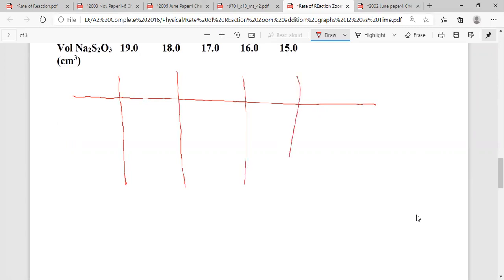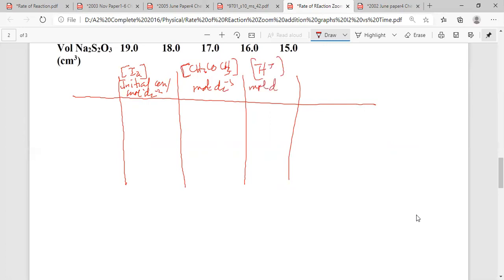Here we have the initial concentration of I2. It's called initial concentration, very important, in moles per dm cube. Again, the initial concentration of propanone, in moles per dm cube. The third one is H plus, also in moles per dm cube. Now this is called the rate, or the initial rate, and it will be in moles per dm cube per second. Now experiment one, experiment two, experiment three.